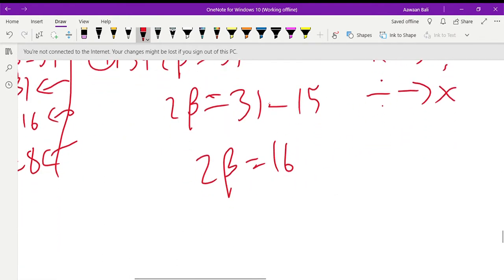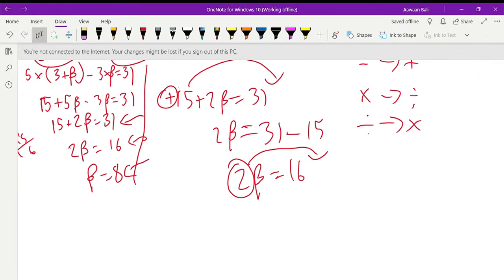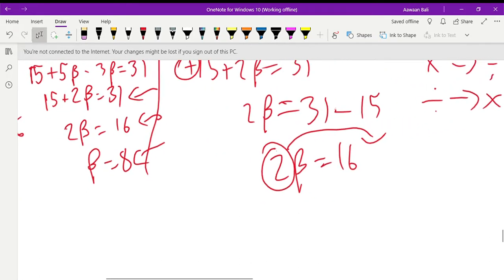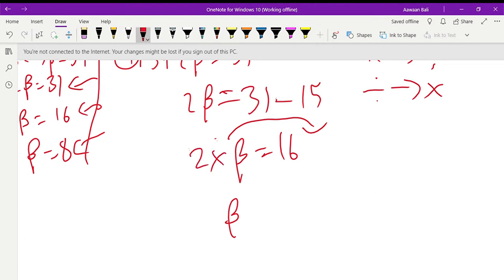And now we're basically just taking this coefficient. The coefficient is a number which is multiplying the variable, and in this case it is 2. So it's multiplication here. It's multiplying, because if they weren't next to each other, it would basically be 2 times beta. So we're taking the 2, and then beta is equal to 16 divided by 2, which is 8.